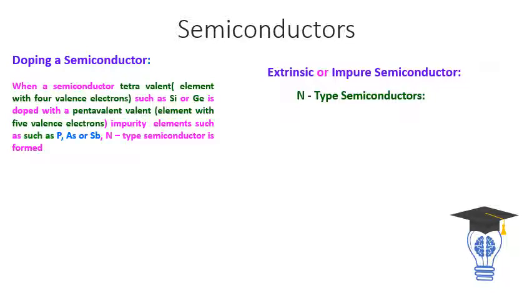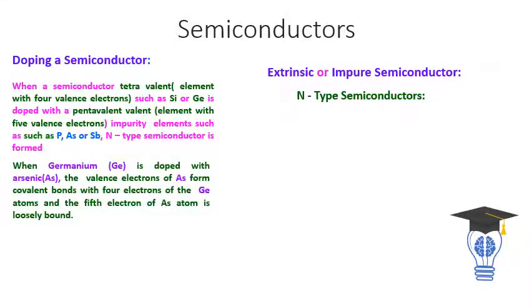where silicon is tetravalent, that is it contains 4 valence electrons, and arsenic is pentavalent, which contains 5 valence electrons. So this process of adding arsenic into silicon, we call this doping. The same applies when germanium is doped with arsenic, since silicon and germanium are both tetravalent only.